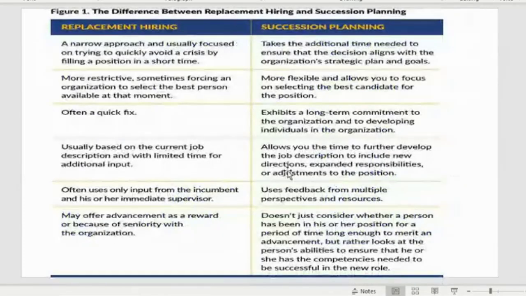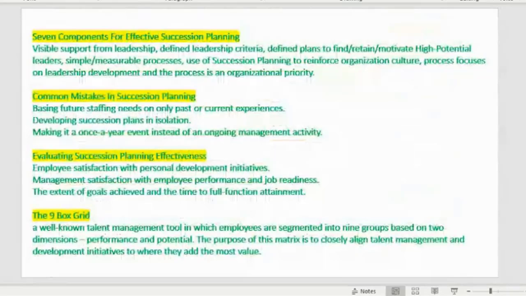And this just gives you more information on those two. Now, let's look at 7 components for effective succession planning.